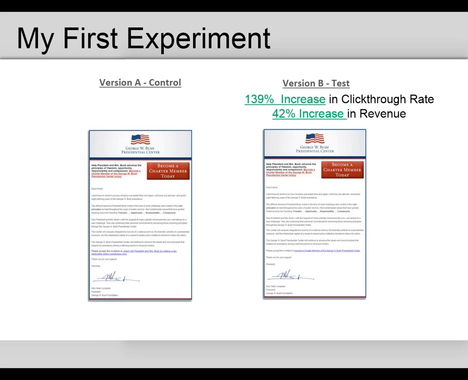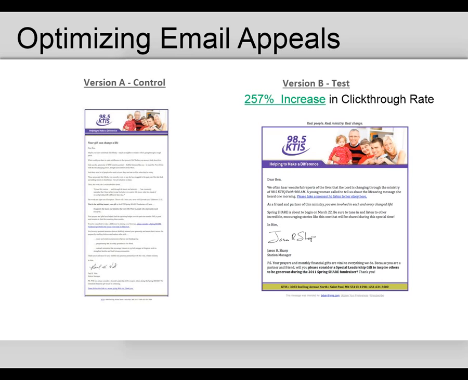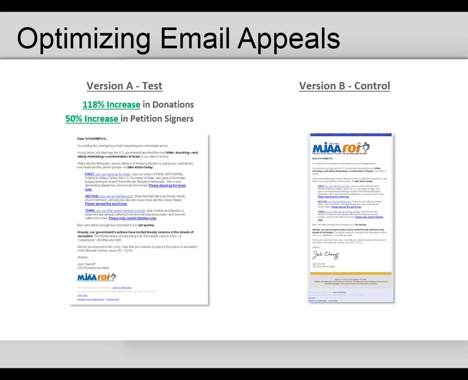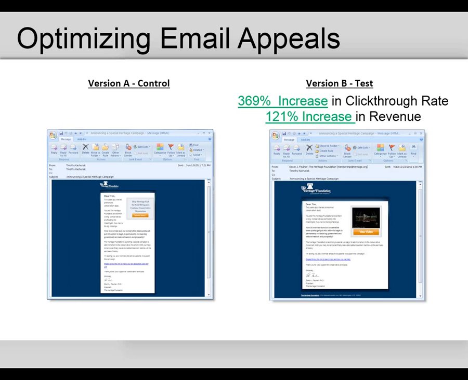So at that moment, I was completely sold. I said, I'm going to spend the rest of my career optimizing things. And so we did. And so for a number of my different clients, we did a number of these different tests, and we tested the control versus a treatment, and we'd find, bam, 257% increase in click-through. We tested two different versions of a message, just testing different design aspects, and we found that, bam, 118% increase in donations, 50% increase in the number of people that took advocacy action. And we tested end-of-year messages and making slight changes to the content of the message of what we're communicating, 369% increase in click-through, 121% increase in revenue.